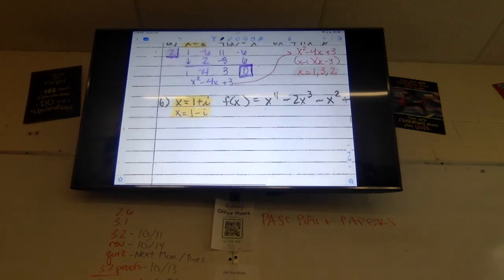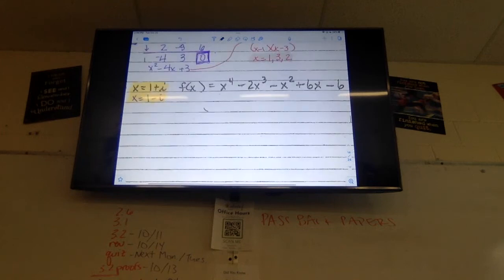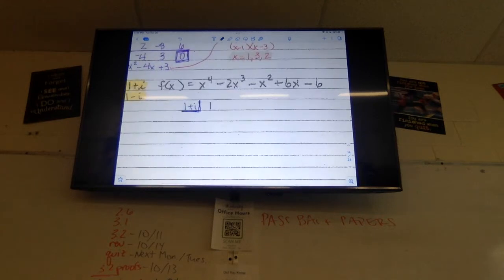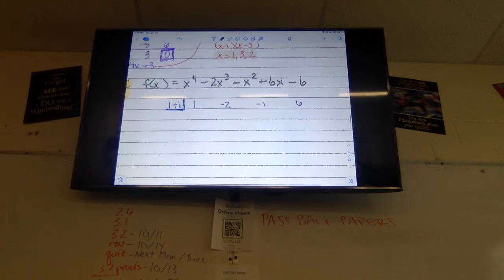So I'm going to set it up over here a little bit because I want some space to work. I'm going to do 1 plus i in my house. I'll put my coefficients out, but I'm going to give a lot of space between them. 1, -2, -1, 6, -6. I know that's very dramatic on how much space I gave them, but I want a lot of space in case with my i's, I need to make sure that I have everything written correctly.